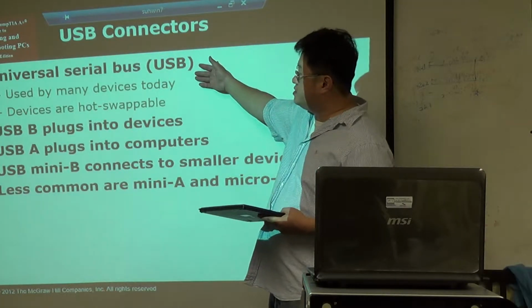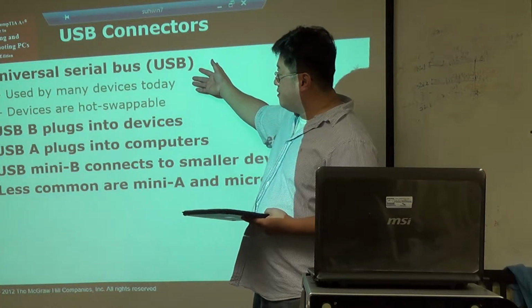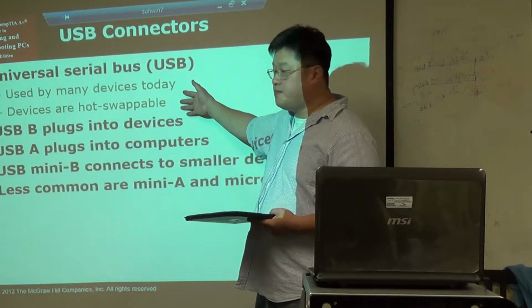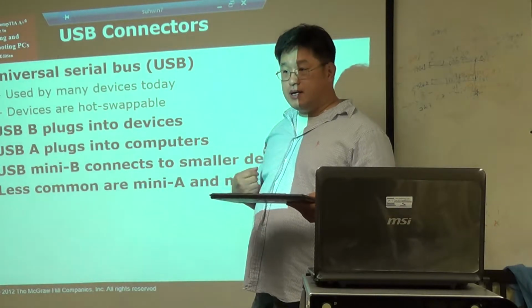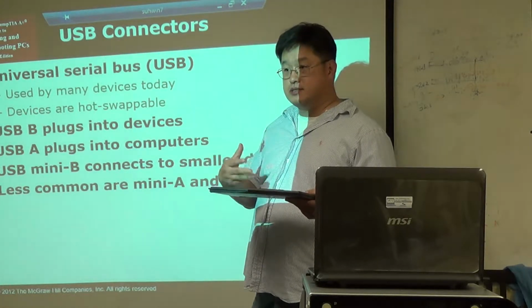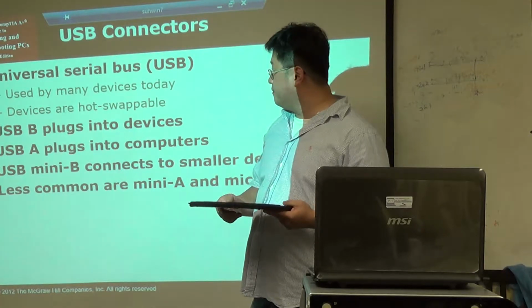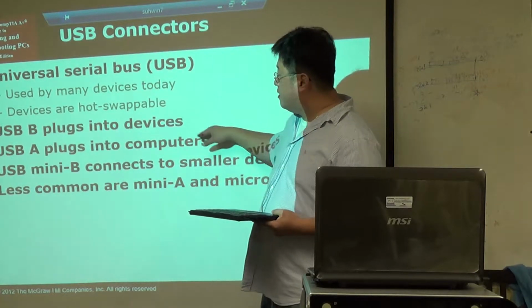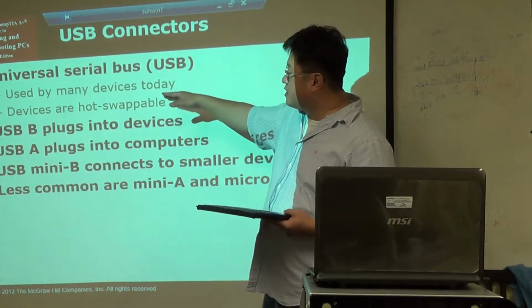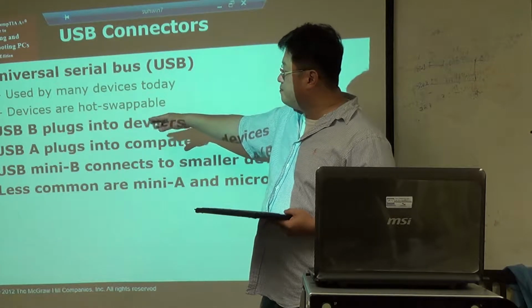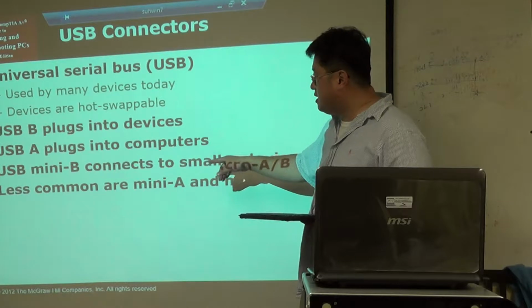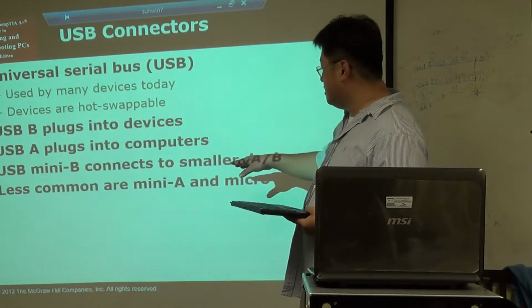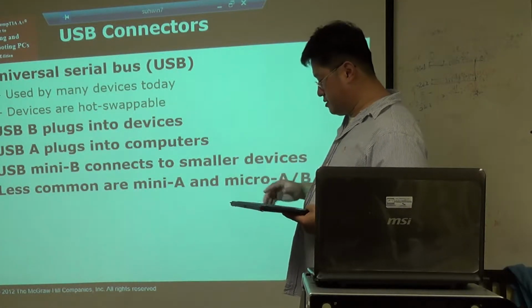USB, so this is the most common device today. USB is hot swappable. Hot swappable means you can unplug it and plug it back in, even though the system is up and running. And there are different types of USB: USB-B type, you plug into the device; A, plug into computers; USB mini-B connector for small devices, and the other stuff here.